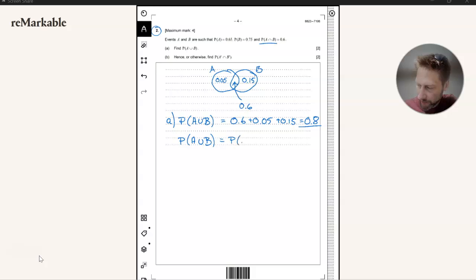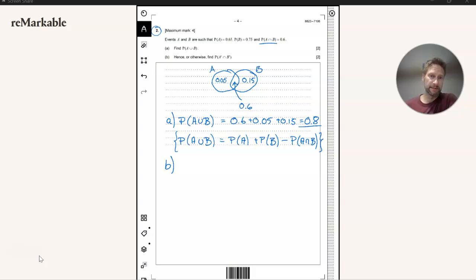equal to the probability of one plus the probability of the other, except then you've counted the intersection twice, so you need to subtract the probability of the intersection. That's going to give you the same result. In any case, that's just, if you like, using formulas rather than thinking.